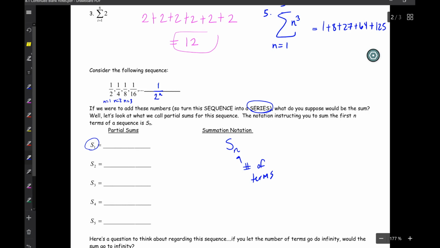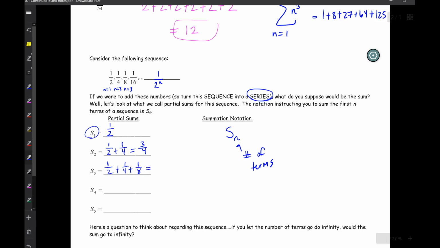So for example, S1 is, let's see, what's the sum of the first term? So of just one term, 1/2. Yes, it's just 1/2. We don't add anything to it. How about the sum of the first 2 terms? 1/2 plus 1/4 is, yes, 3/4. How about the sum of the first 3 terms, which would be 1/2 plus 1/4 plus 1/8? S sub n is the sum of the first n terms. So like if it's the first 2 or the first 1. Yep. So the first number of terms.